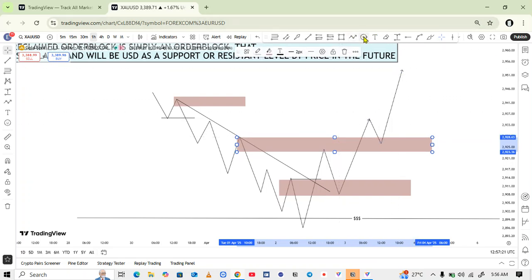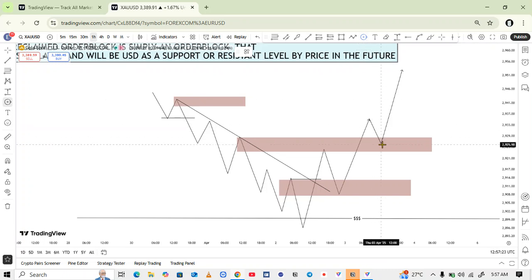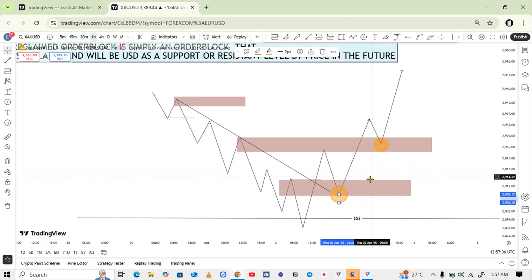Look at this, this was an order block that was violated. Price is going to use it as a support level to push price up, and this one also is going to push price up. This is called a support level or a demand level for price to push up, if it is a trend line trader.